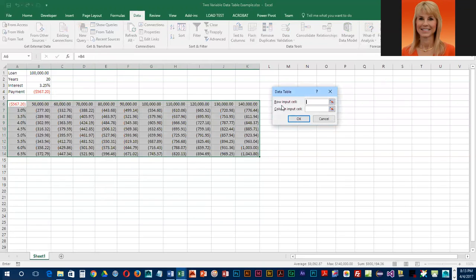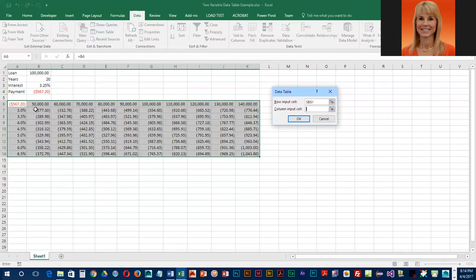When you set the table up, where it says row input cell, the way you have to look at that is you have to look at the data that you have at the beginning of the row. So I've got 3%. So when I come to this first cell, I got to plug in 50,000, and then I've got to plug in 60, and then I got to plug in 70. Those are my loan values. So I got to click on the original loan value.